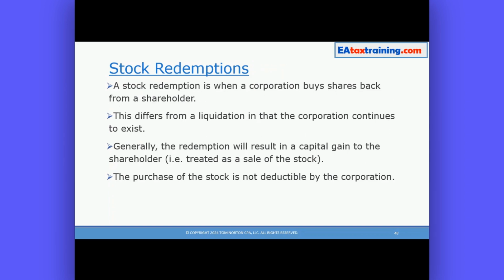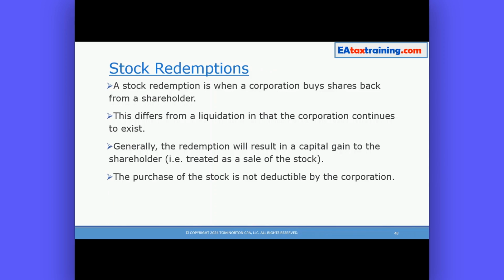Stock redemption. A stock redemption is when a corporation buys shares back from a shareholder. So this differs from a liquidation because the corporation is going to continue to exist. The stockholder is going to get some money from the corporation, but what the corporation is doing is buying part or all of their shares back. And then the corporation is going to keep on doing business as usual.